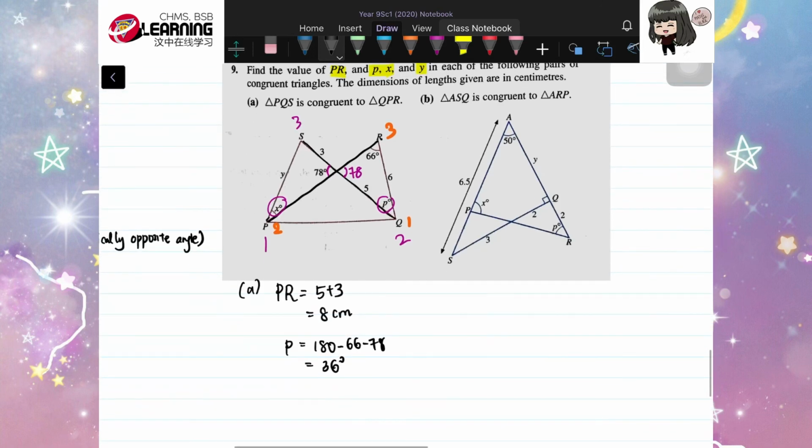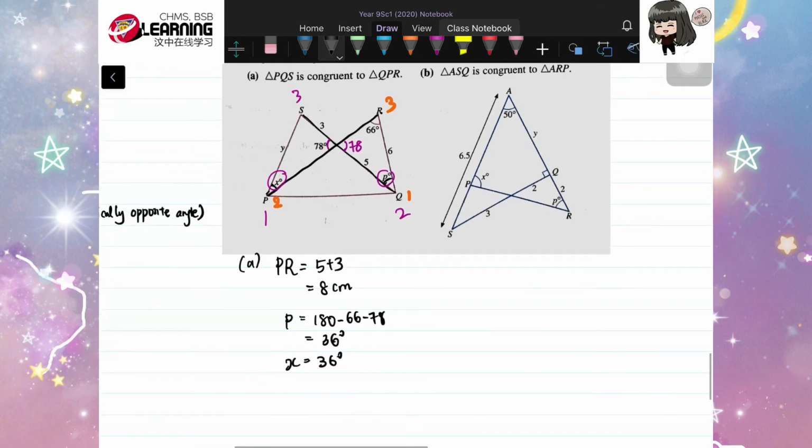Okay, so we have PR, we have P. They're asking to find X also, so X is the same as P. You see this angle and this angle is the same, so it's also 36. Okay, so finding Y, your Y is 6 centimeter because it's the same here, 6 and 6.